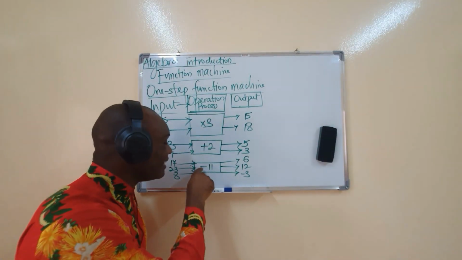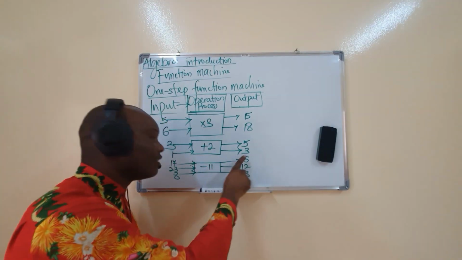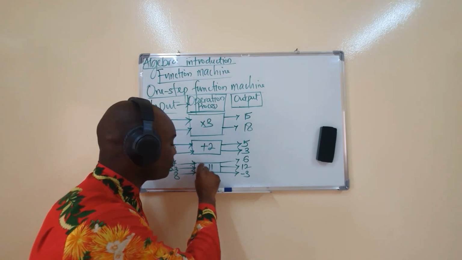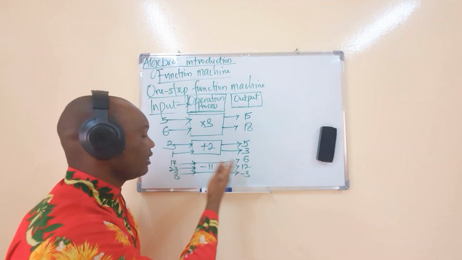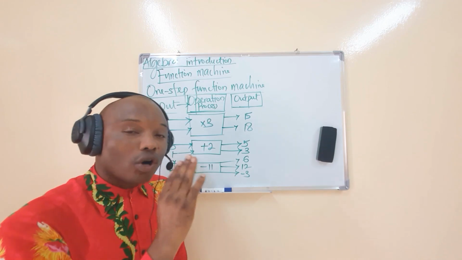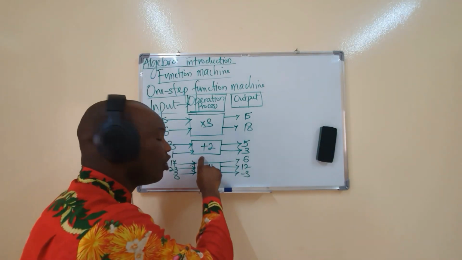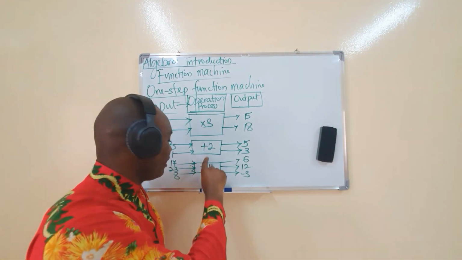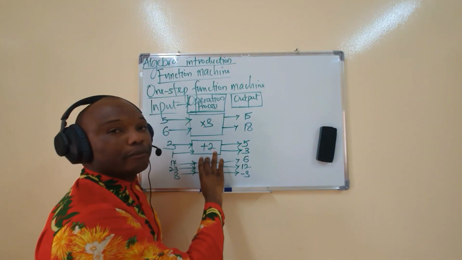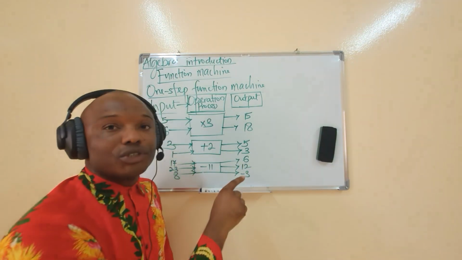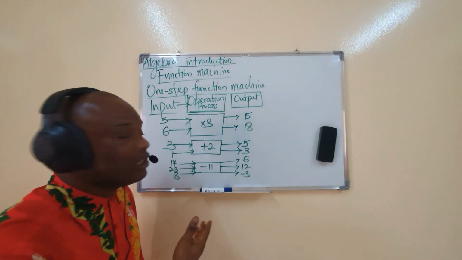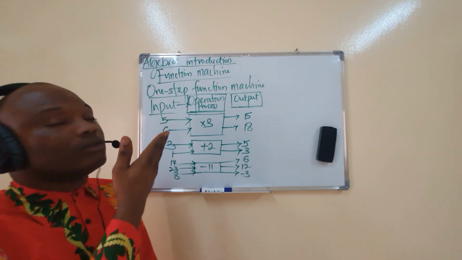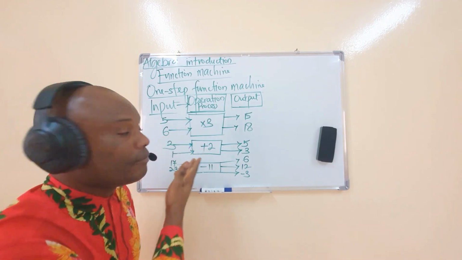If this was an addition sign, I would simply subtract it from my output to get the input. And if it was a subtraction sign, just as it is, I would have to add like I did. So all you need to do is to use the reverse operation of the operation given to get back your input. But if you already had your input and you have the operation, all you would need to do is to go straight. Now we have demonstrated with these examples how to solve problems using the simple step function machine or the one-step function machine.